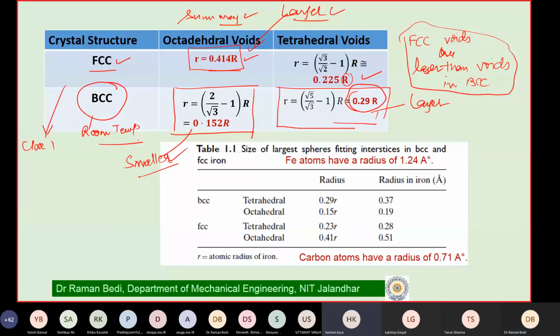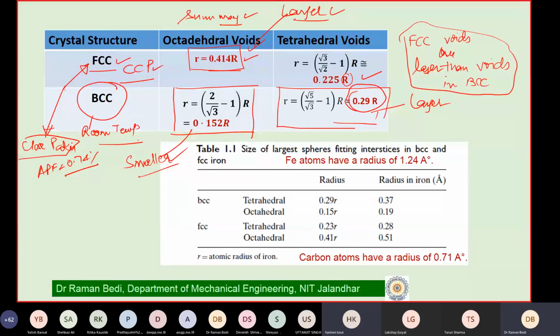So FCC. Yes, we understand that FCC happens to be more closely packed. It has an APF of 74%, 0.74. So we say that on packing factor side, FCC happens to be a close packed one. So we also call it CCP, cubic close packed structure.